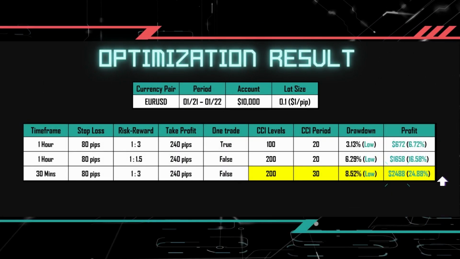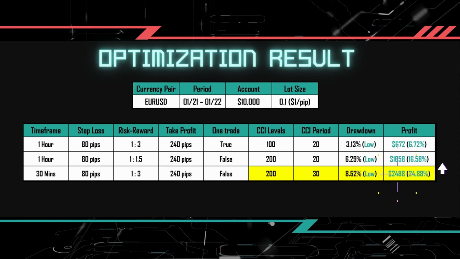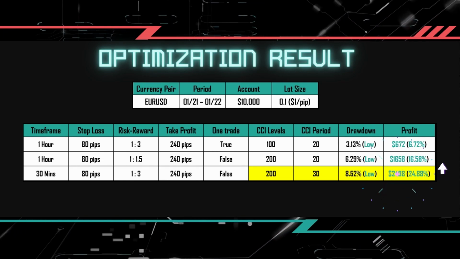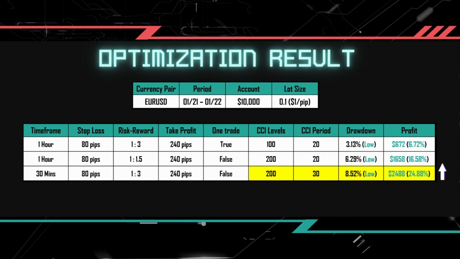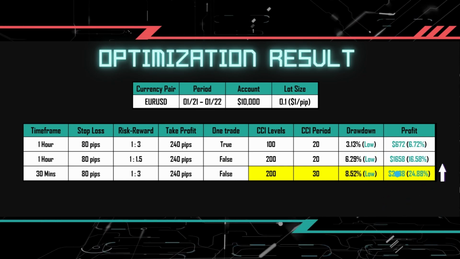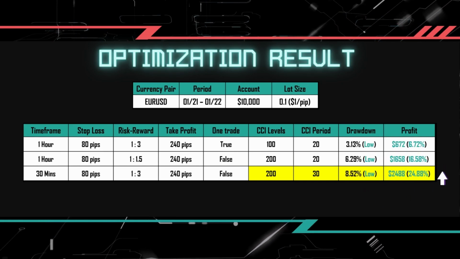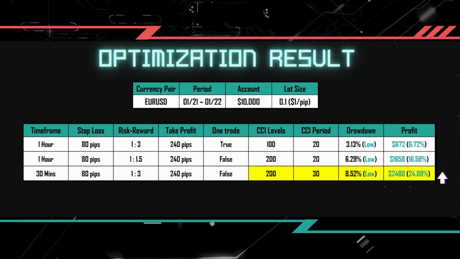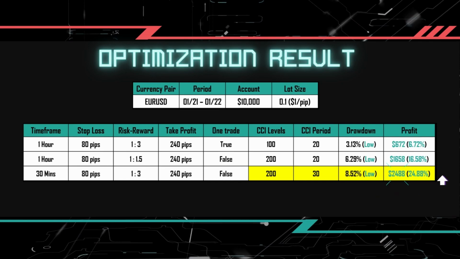After analyzing the data for a while, we have selected the best settings based on the highest profit with lowest drawdown percentage. As you can see, this result is significantly better than all the previous results. Comparing the results side by side, the 200 levels of overbought and oversold has helped to filter out false signals. Now we have the 30-period CCI to improve the signals coming from the CCI.